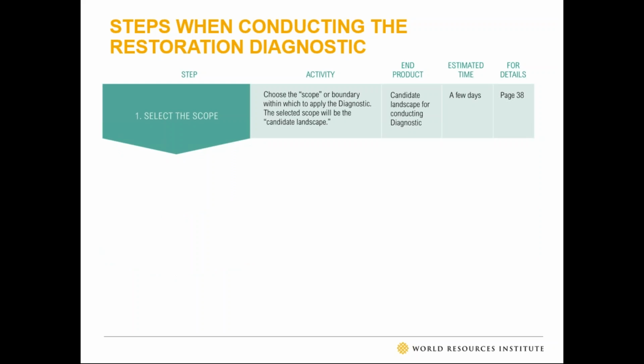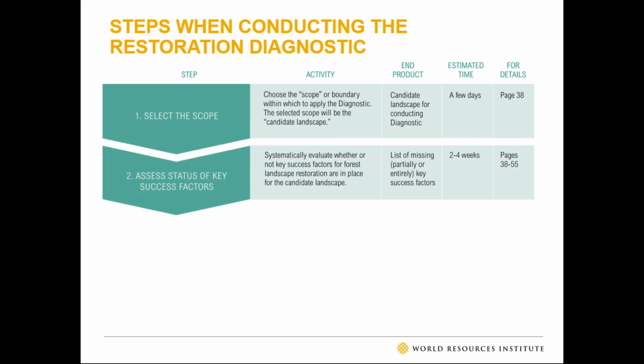So the first step is you need to select the scope. The activity here is to choose the scope or the geographic boundary within which to apply the diagnostic. We call this selected scope the candidate landscape. During this step, users define clear boundaries within which the diagnostic can be applied. Defined boundaries provide clarity in what will be assessed. It helps to avoid irrelevant research, prevents unnecessary work, and helps to ensure that the diagnostic will yield actionable results.